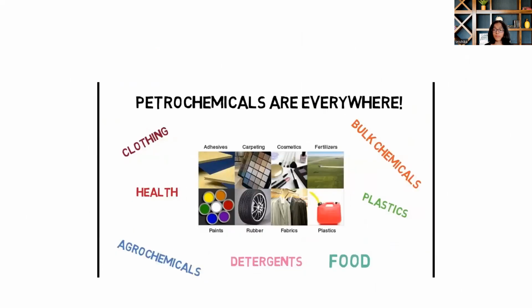Petrochemicals. The items which are obtained from the processing of petroleum and natural gas are known as petrochemicals. Petrochemicals are almost everywhere. Examples are adhesives, carpeting, cosmetics, fertilizers, paints, rubber, fabrics, and plastics. Due to petroleum's excessive use, it is also known as black gold. Now, let me tell you a fact. Petroleum was first drilled in Pennsylvania, USA in the year 1859.